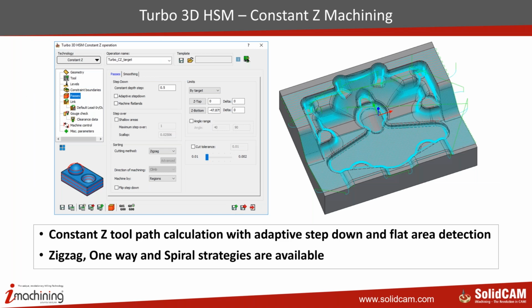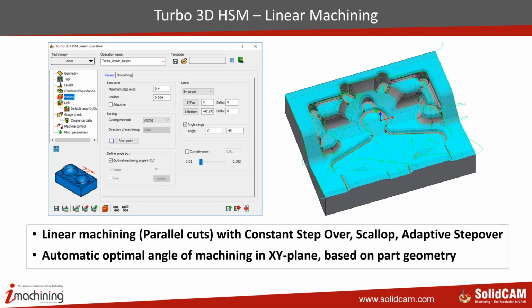And when it comes to finishing, we have different kinds of strategies. Inside Turbo 3D HSM, you have constant Z level machining. So you can use constant Z level toolpath calculation with adaptive step down, and also it detects the flat area automatically. You have one way, zigzag and spiral strategies which are available inside constant Z machining. We also have linear machining inside Turbo 3D HSM. With the linear machining, you can use a constant step over method or scallop method or adaptive step over method and generate the toolpath for all the shallow areas.